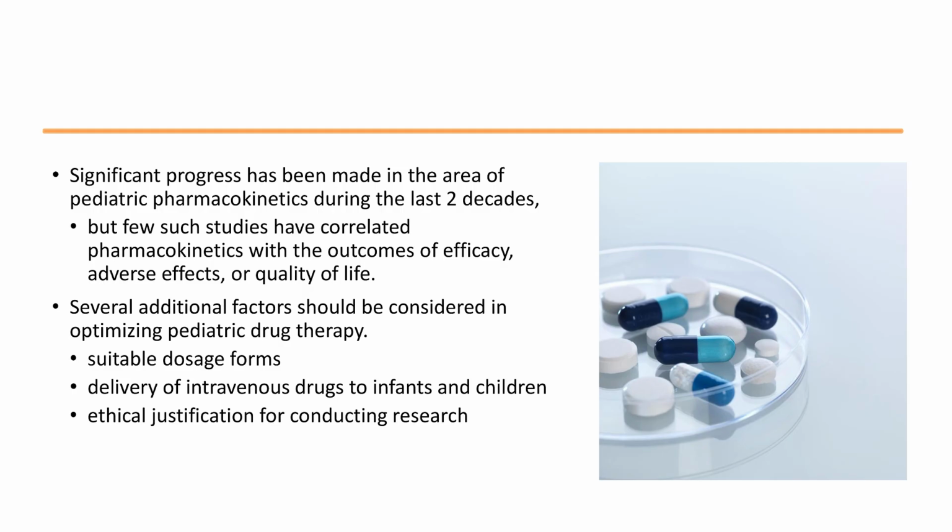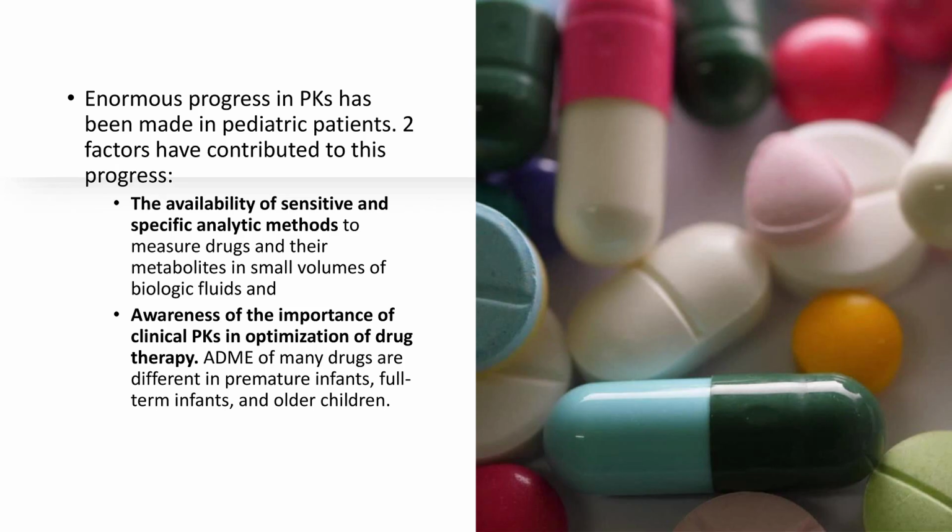In addition to pharmacokinetic considerations, several other factors must be taken into account when optimizing drug therapy in children. These include the availability of suitable dosage forms tailored to pediatric needs, the safe and effective delivery of intravenous medications to infants and children, and the ethical justification for conducting research in this vulnerable population. Together, these considerations are essential for ensuring safe, effective, and evidence-based pediatric pharmacotherapy.